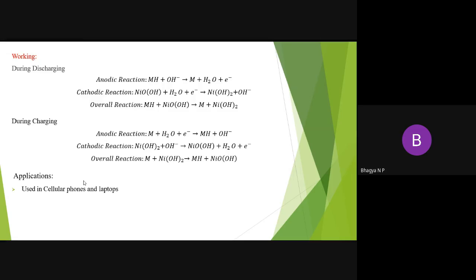Then what are the applications of the nickel metal hydride battery? These batteries are used in cellular phones, laptops, emergency lights, power tools, and electric vehicles. So this is about the working and applications of the nickel metal hydride battery. In today's session, we have learned the introduction of battery, types of battery, and the construction, working and applications of the nickel metal hydride battery. Thank you.